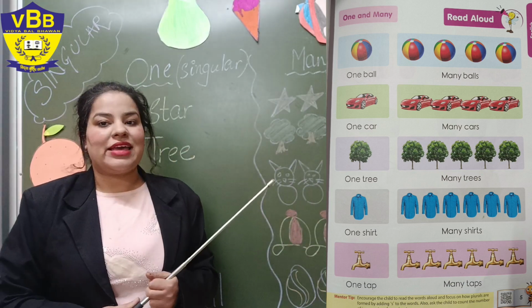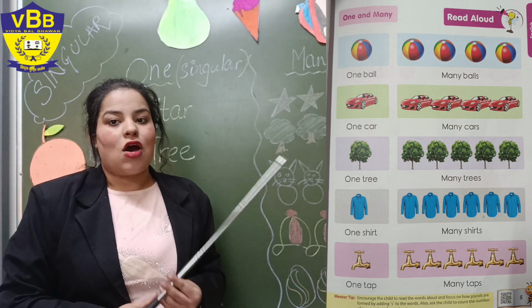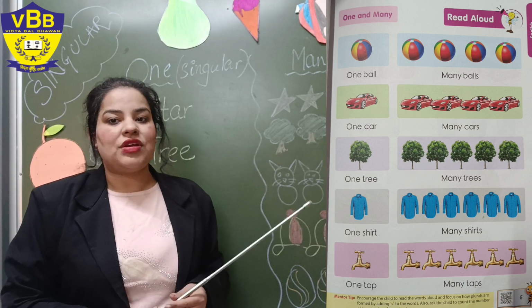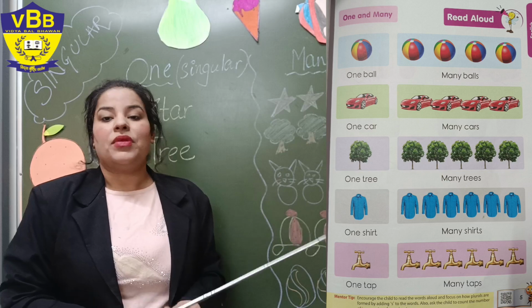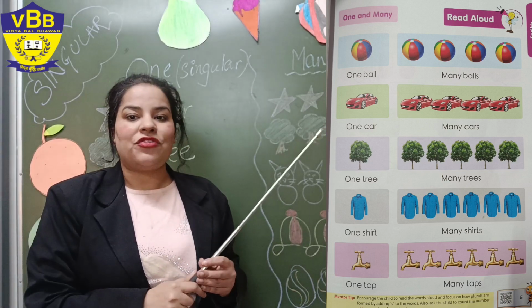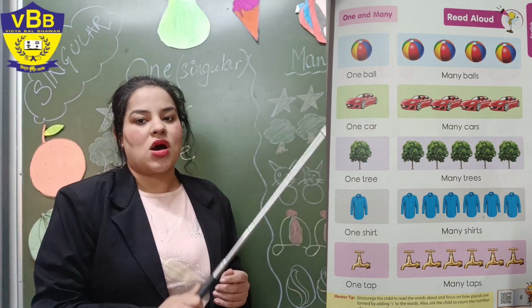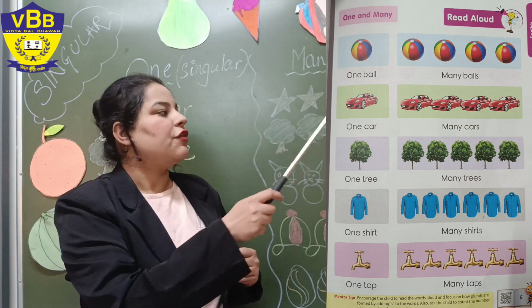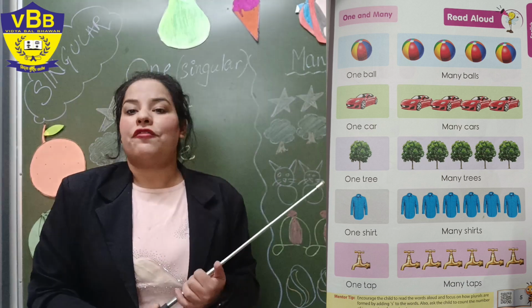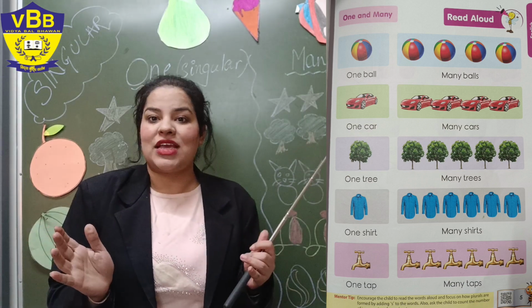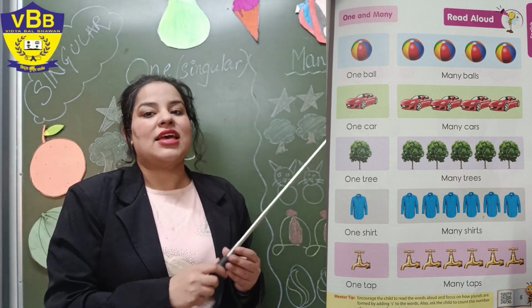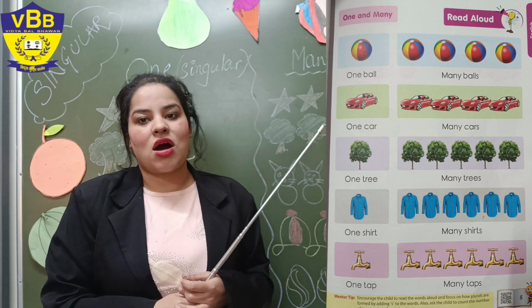Now the next example is a tree. On the left side, how many trees are there? 1. So this is one tree. Now on the other side, how many trees are there? Let's count. 1, 2, 3, 4, 5. 5 trees. So we can say these are many trees. And we use S at the end of the word.